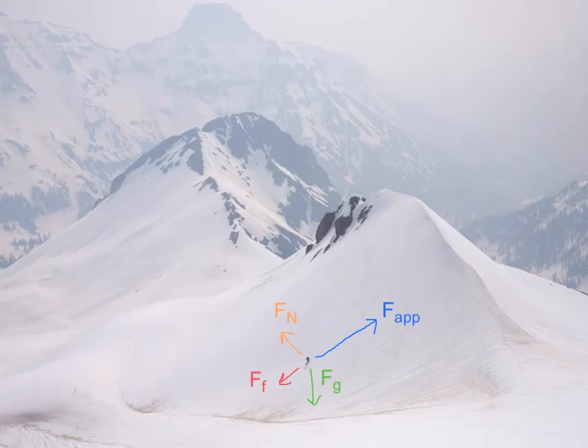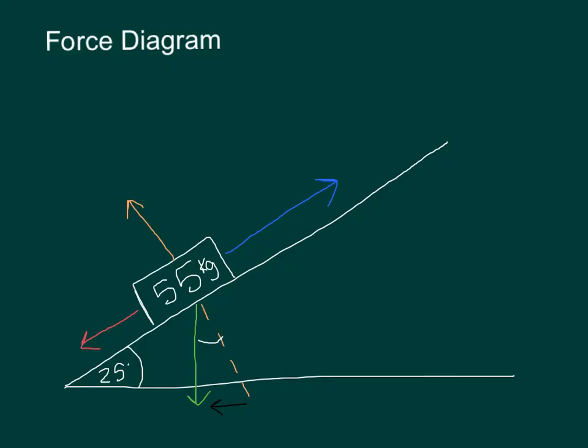So let's look at our skier. Right here, he's being pulled up by an applied force. The normal force is being exerted above him, force of gravity is pulling him down, and the force of friction is working against him. That was a very basic force diagram, so let's look at one that's a little bit more complex.